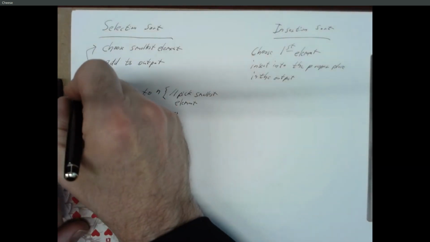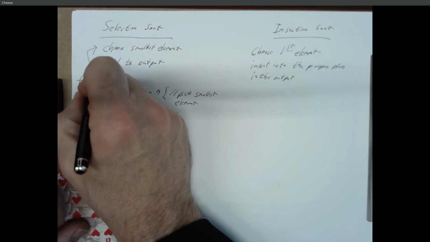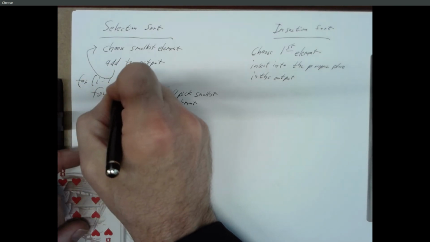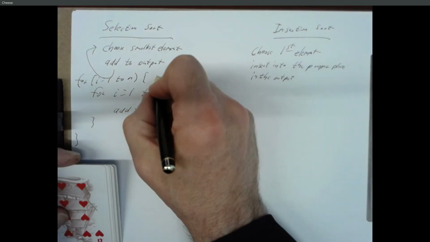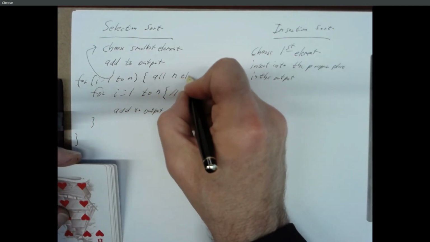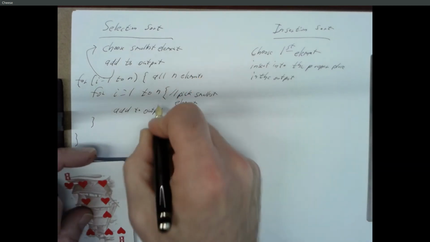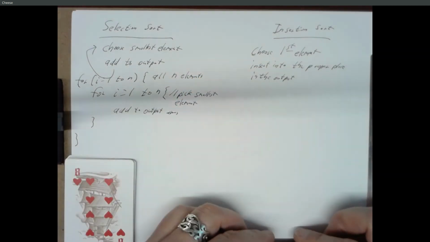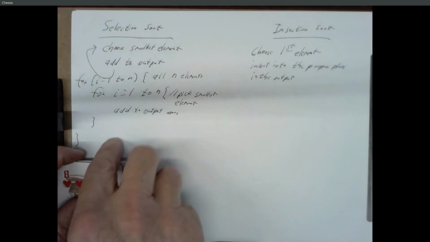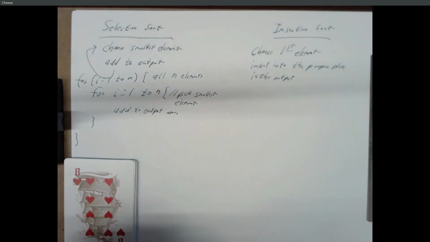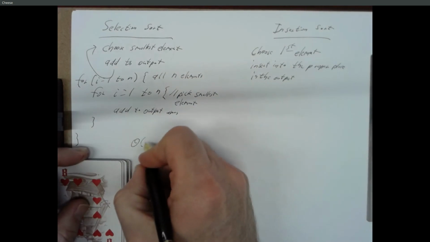But then this whole thing has to happen n times. Because each time you do this inner loop, you end up with one more card on the output. You have n things that you're trying to sort. So you're going to have to do a total of n passes. And so this is going to be order n squared.